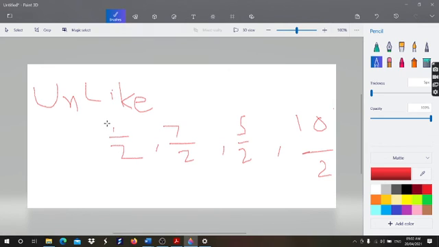Now what is an unlike fraction? Unlike fraction means fractions having different denominators. Say for example, 1 upon 7, 7 upon 10, 5 upon 3, 10 upon 11, right? These all have different denominators, so they are unlike fractions. Okay, so dear students, till here we studied today.